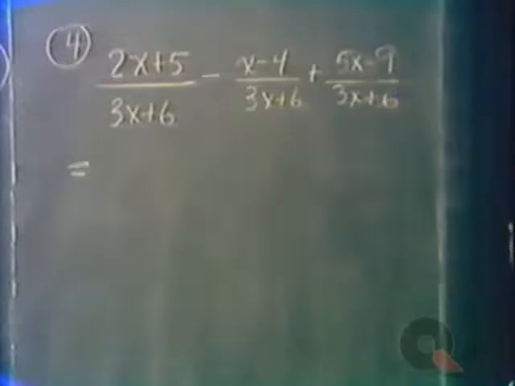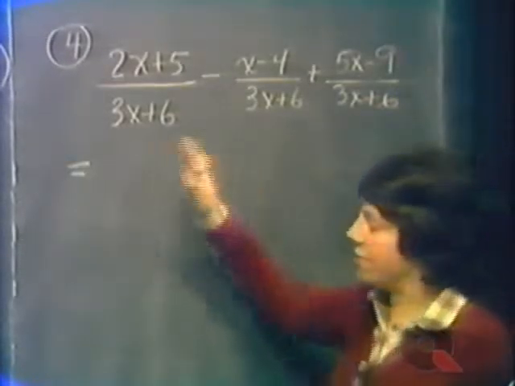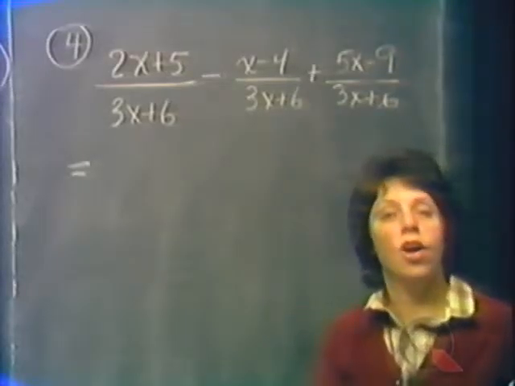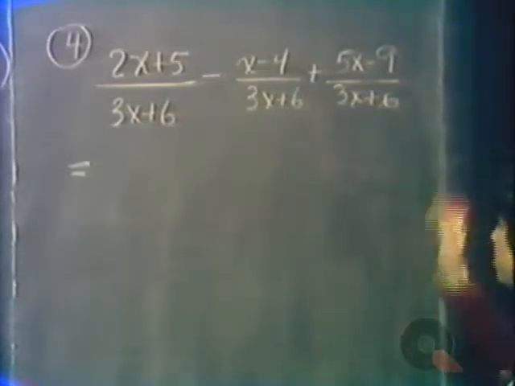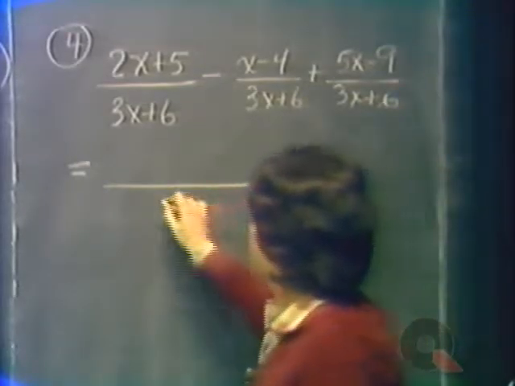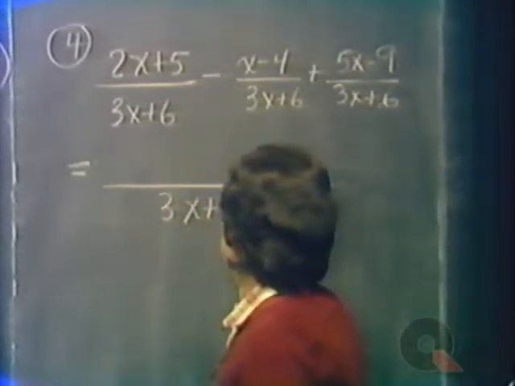Okay, the trick when adding and subtracting fractions is that we have to have the same denominator. If we have the same denominator, we can simply combine the numerators over the common denominator. This is a fairly simple problem in that these fractions all have the same denominator, so let's combine the numerators.